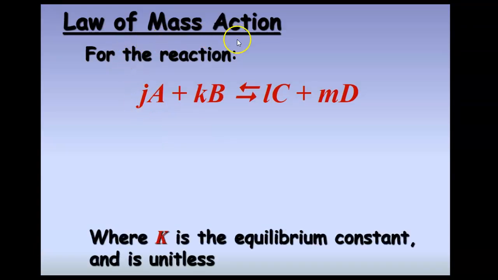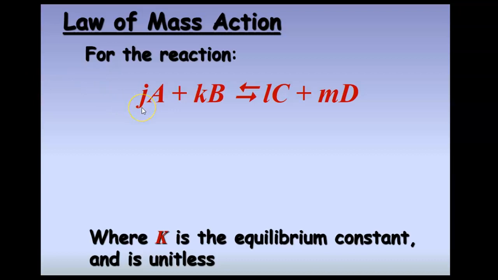Now the law of mass action. For the reaction jA plus kB in equilibrium with lC plus mD, where j, k, l, and m are coefficients of a balanced equation. It is worthy to note that if you are given an equation, the first thing you need to look at is whether the reaction is balanced. If the reaction is balanced, then you can move on. If it's not balanced, the first assignment is to balance the reaction. We have covered a lot about balancing equations. If you're still confused on that, go back and watch the video.